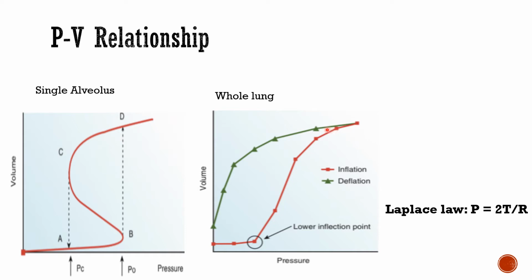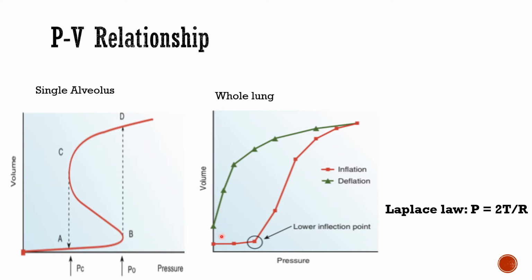As we move to the deflation limb of the lung, we see through the law of Laplace that hysteresis is operating here due to the presence of surface tension. And hence, at lower pressures, the corresponding volumes of the lung during the deflation limb are correspondingly higher. Further, as we deflate the lung, we again come across the critical closing pressure below which the lungs collapse.